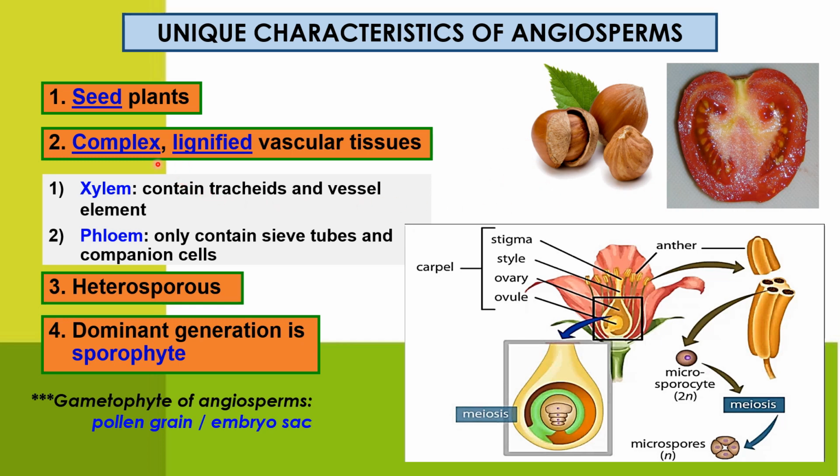Angiosperm has complex and lignified vascular tissue. For example, their xylem tissue contains tracheids and vessel elements, while phloem tissue contains sieve tubes and companion cells. Angiosperms are heterosporous, and their dominant generation is sporophyte, where the gametophyte generation is microscopic and depends on the sporophyte for nutrients.